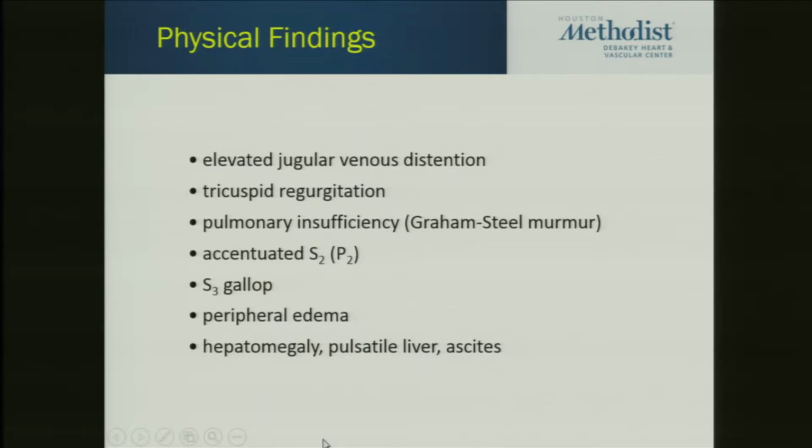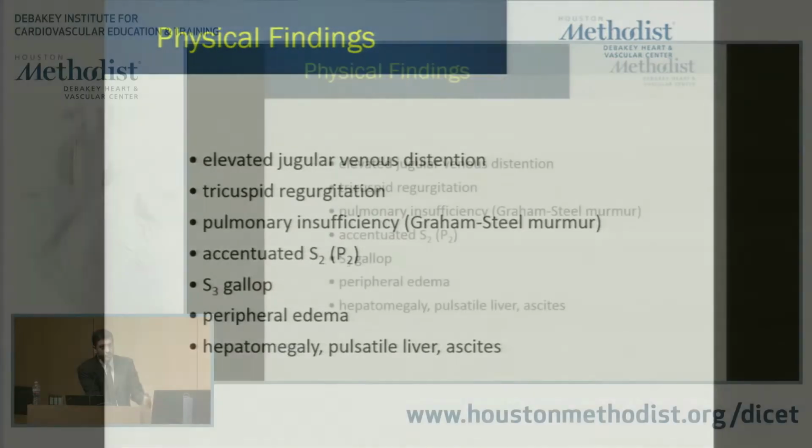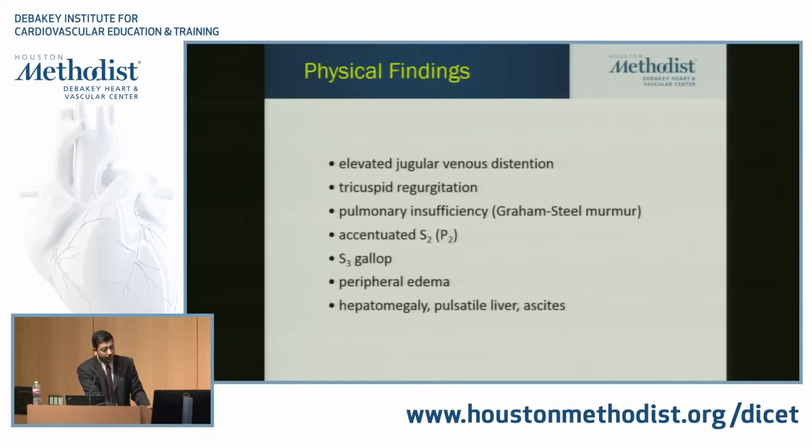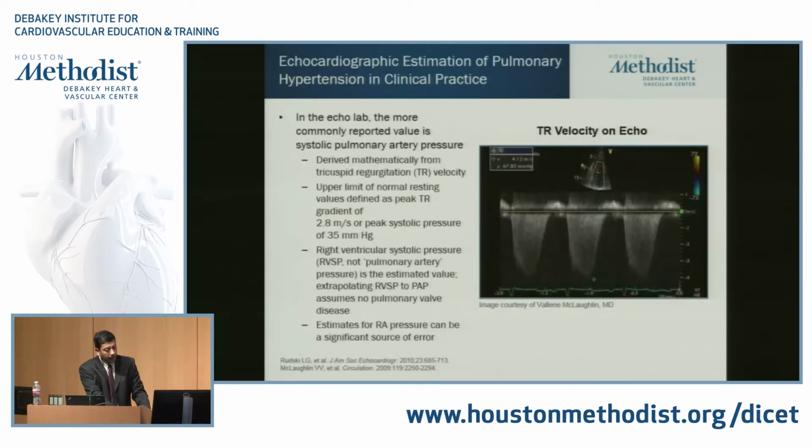Now, what are the physical findings in these patients? Most of them are due to right-sided heart failure because the right side pumps into the pulmonary artery, and if the right side fails over time, you will see signs of elevated JVD, tricuspid regurgitation, loud P2, right-sided S3 gallop, peripheral edema. And the most common or the first sign that you will see that somebody has pulmonary hypertension is a sign on the echo where they look at the tricuspid regurgitation jet.